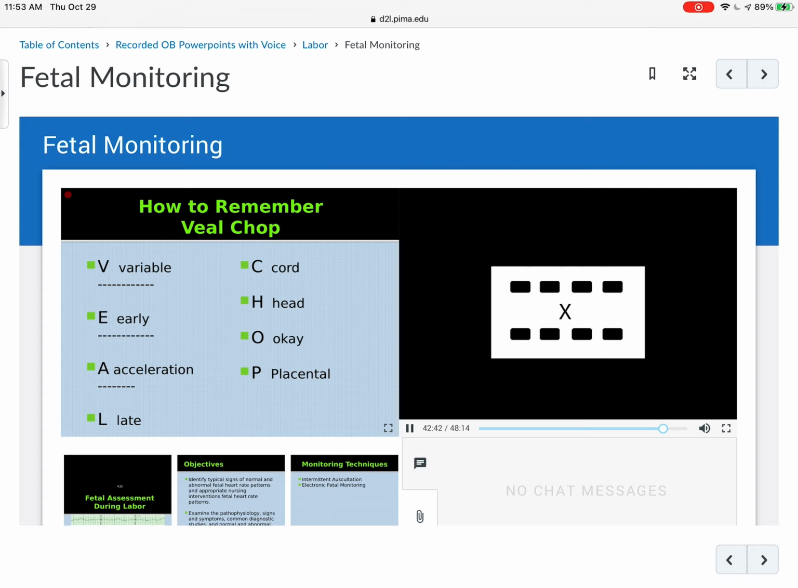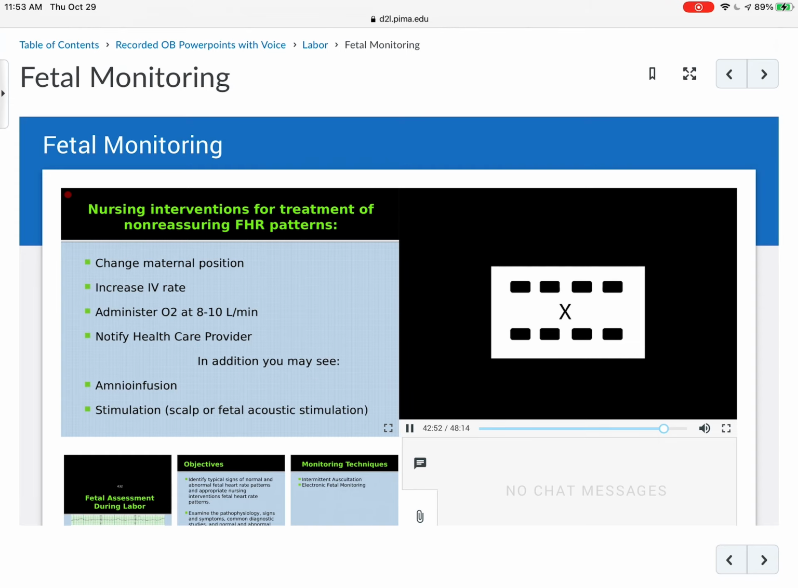So there you go. This is a good way to remember what causes what. Variables are caused by cords, earlies are caused by head compressions, accelerations are good, and lates are caused by placental insufficiency.